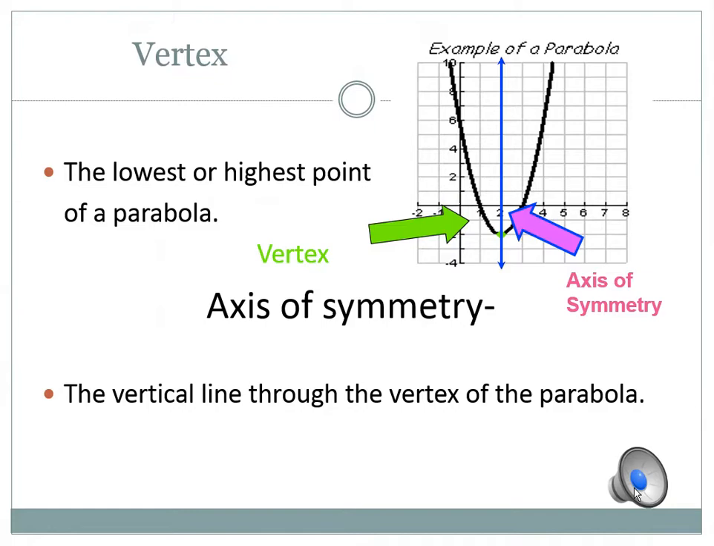By drawing the graph, students located the vertex and axis of symmetry. The vertex is the lowest or highest point of the parabola, and the axis of symmetry is the vertical line through the vertex of the parabola.